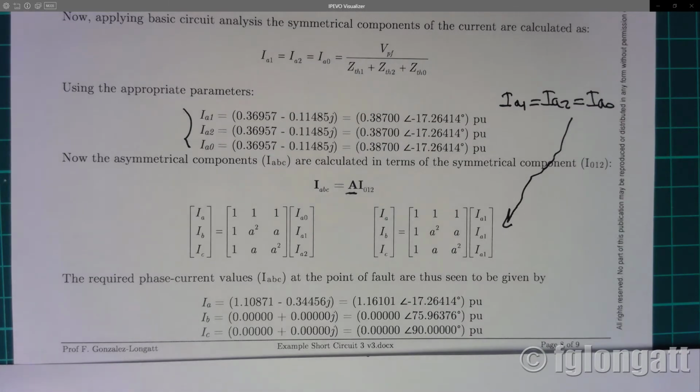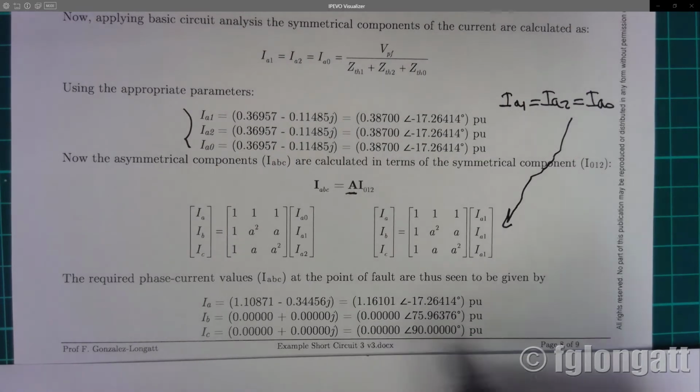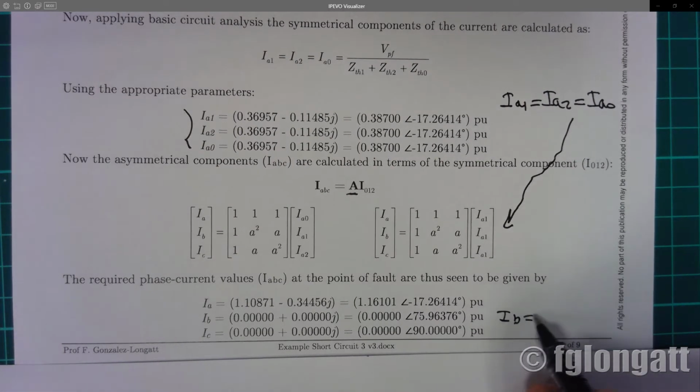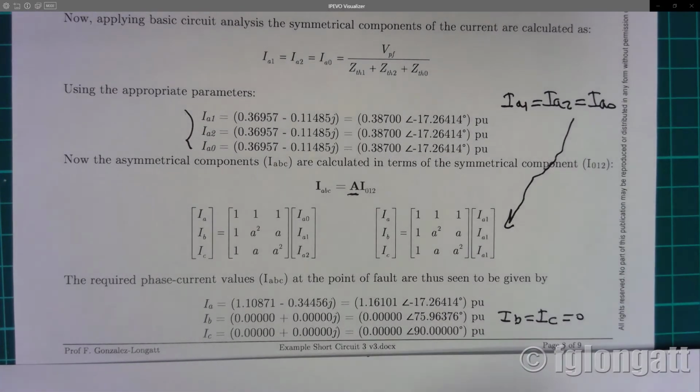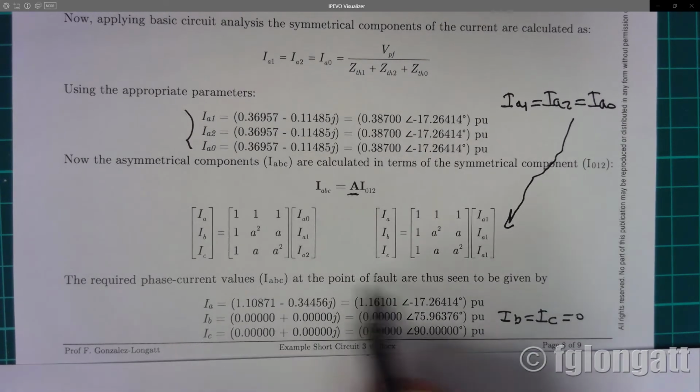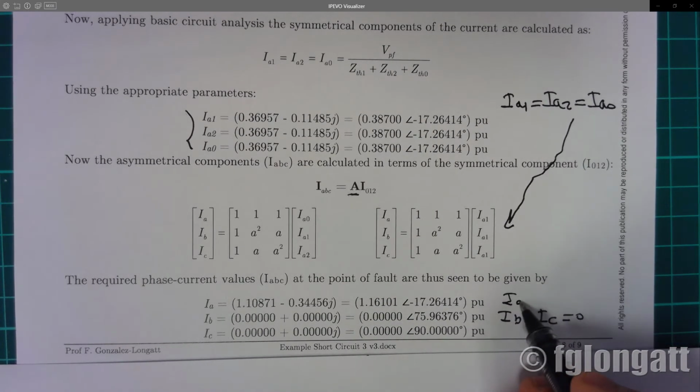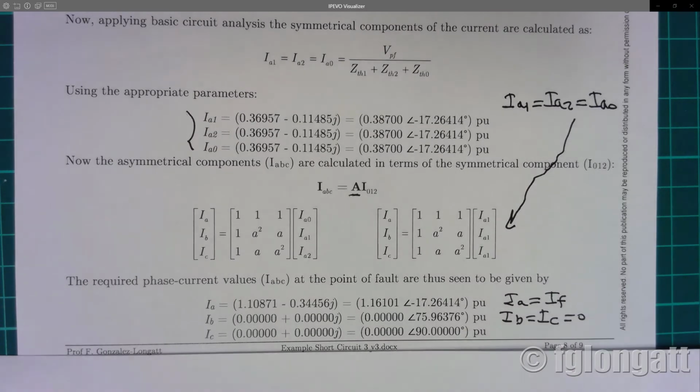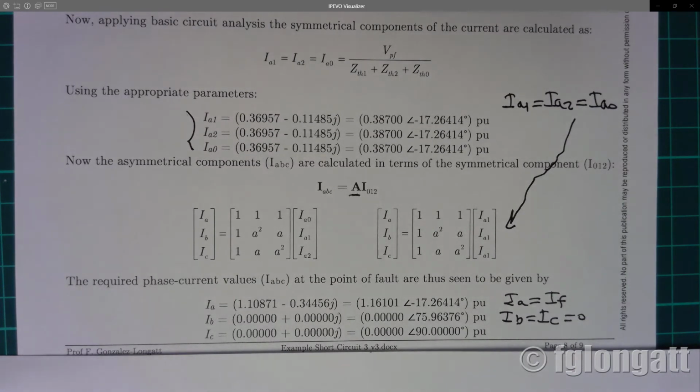And what is the beautiful conclusion here? You can see over here, B equal to C equal to 0. And this current over here is the current A, and that is the fault current. As you can see, the fault current is the current moving through phase A.